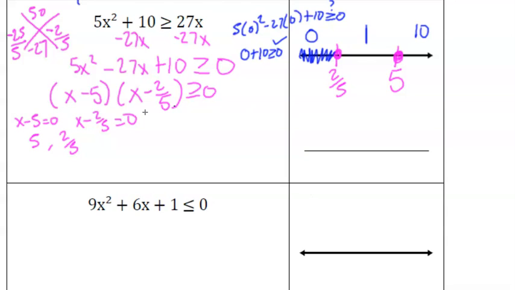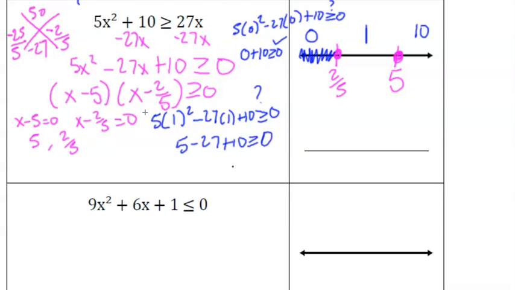Let's do 1. 5 times 1 squared minus 27 times 1 plus 10. Is that greater than or equal to 0? So we have negative 22 plus 10. That is not greater than or equal to 0, so we're going to leave that part blank.